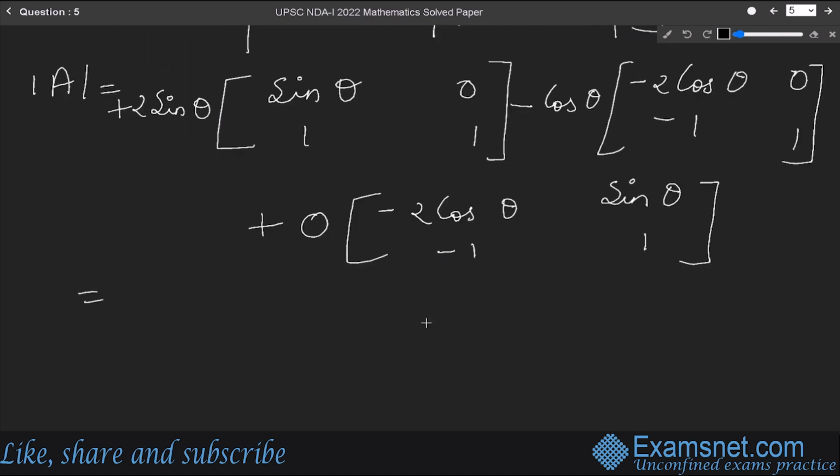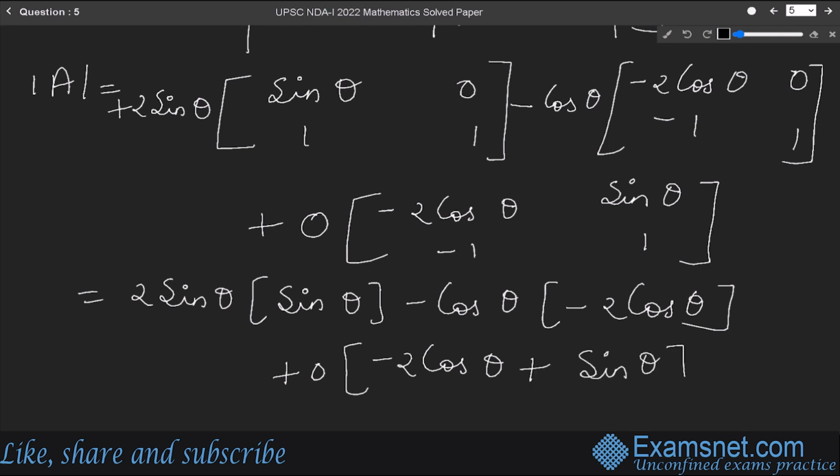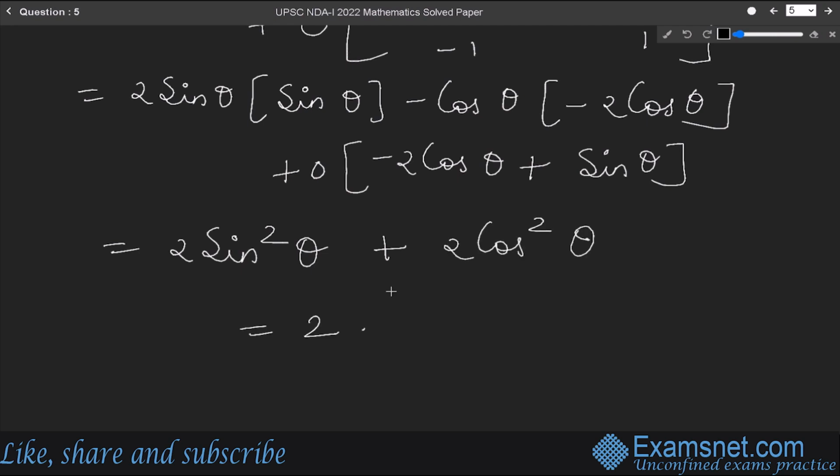Further solving this, we get 2 sin theta into sin theta minus cos theta into minus 2 cos theta, plus 0 into minus 2 cos theta plus sin theta. Further solving, we get 2 sin square theta plus 2 cos square theta, which is equal to 2. Therefore, the right answer is 2.